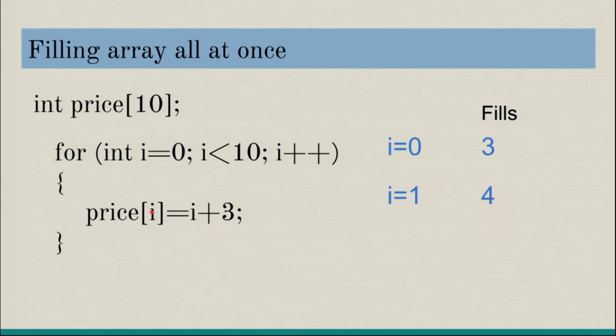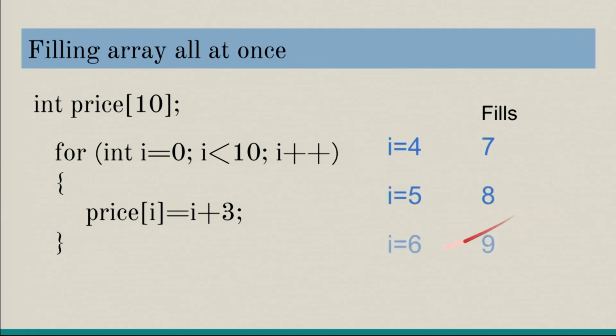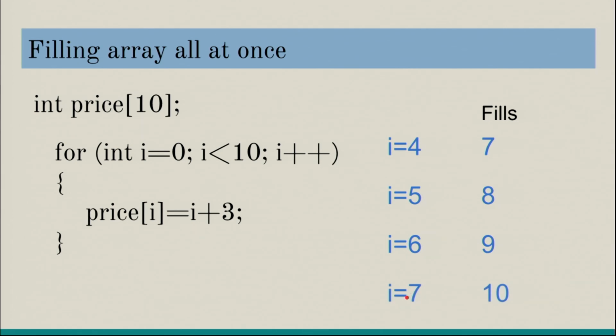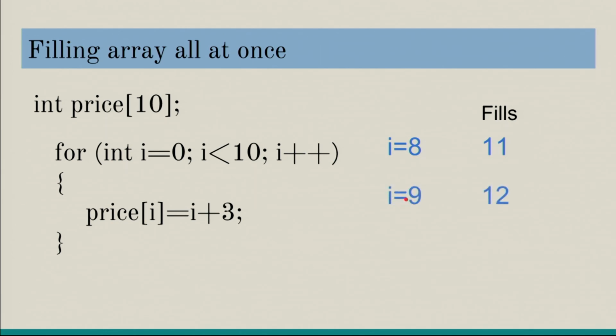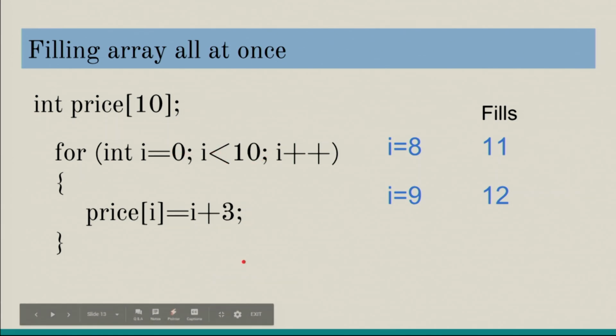So in terms of index, 1 would be 4. Index 4 will be 7, 5 will be 8, 6 will be 9, 7 will be 10, and 8 will be 11, and then 9 will be 12. That will be 12. When it comes here, I becomes 10. 10 is not smaller than 10, so it will exit.